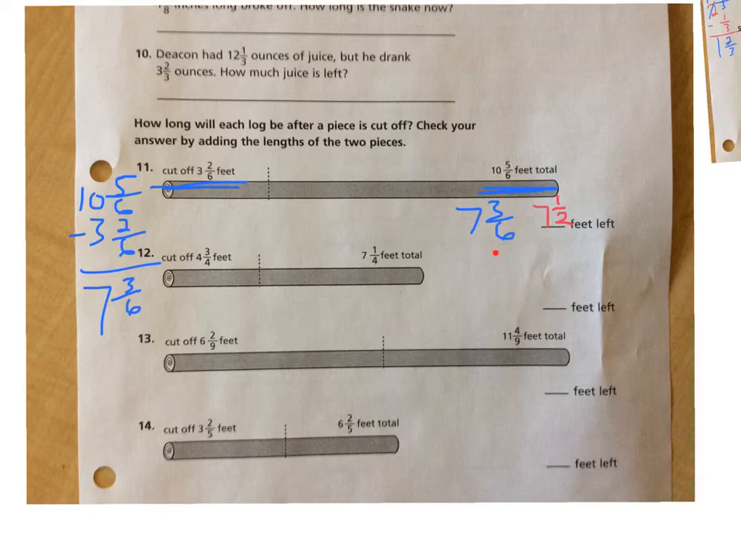Notice this 7 and 3/6 is not wrong. We just could simplify it. Both answers would be acceptable for today's work. That is the video recap of lesson 5-8. You only had to do the homework side for me today.